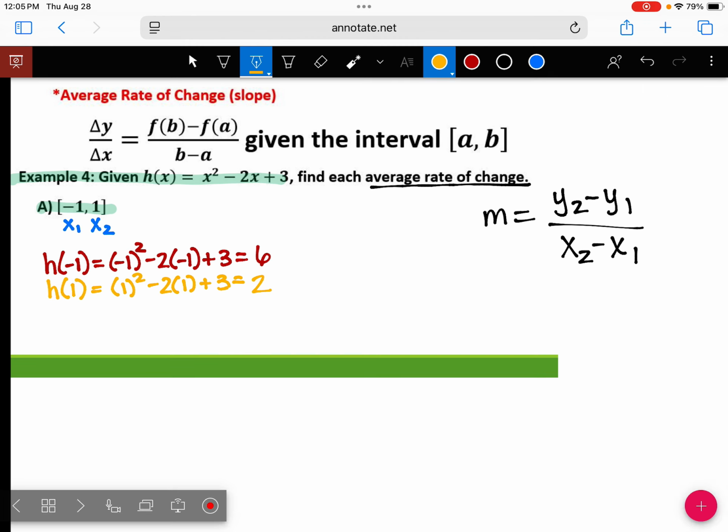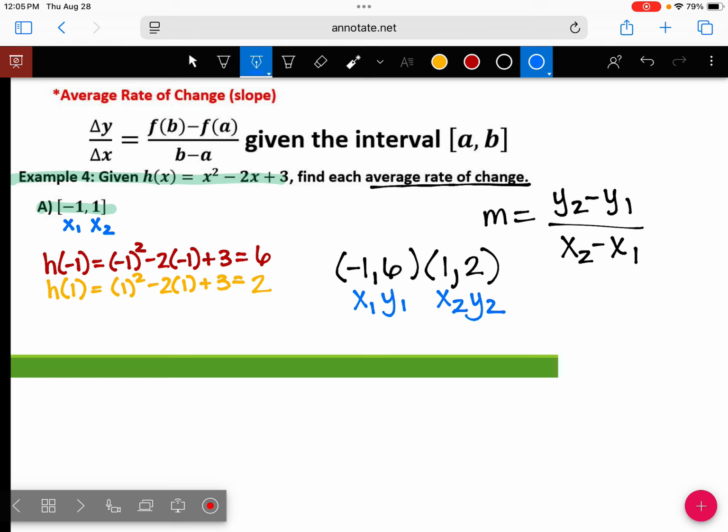Okay, so I'm going to write this as ordered pairs. So what I have is the point -1, 6, because when x is -1, y is 6. So we're going to write that as an ordered pair. And then my second ordered pair is +1, 2. Because when x is +1, y is +2. So this would be my x1, y1, and my x2, y2. Now we can find the slope.